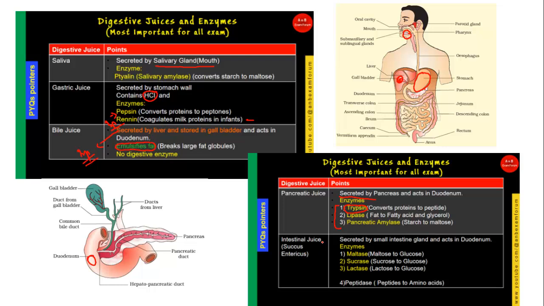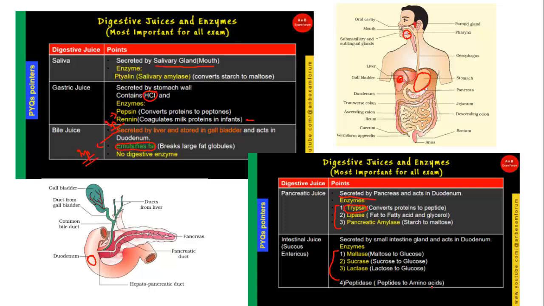And the final important juice is the intestinal juice, which is secreted by the intestinal gland and acts here in the small intestine. Three important enzymes: maltase, sucrase, lactase, and sometimes peptidase is also there, which converts peptides into amino acids. Such pointers we have seen in our theory class.